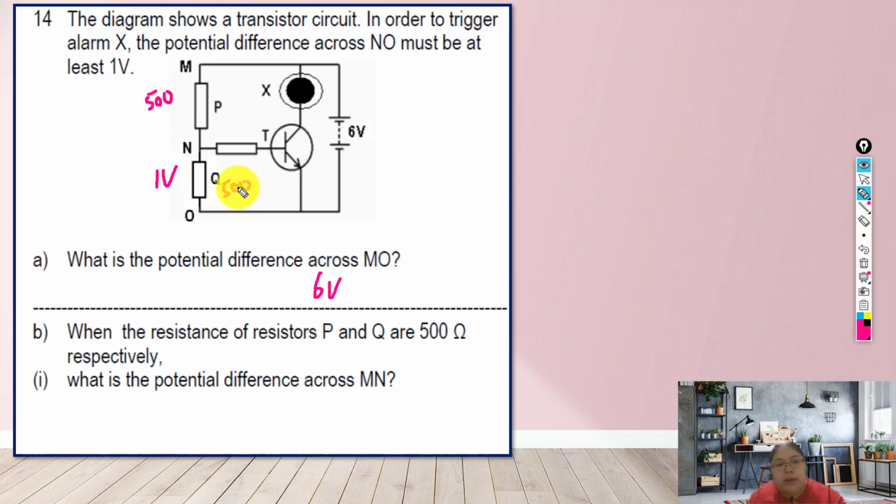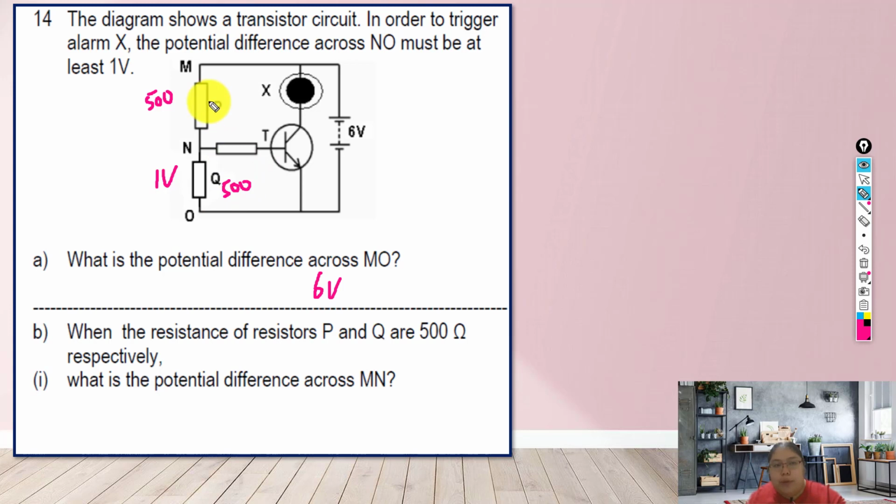Okay, what is the potential difference across the MN? MN means the first one. They ask you what is the potential difference across the MN. So from here, we just divide, is it? Because 6 volt is from M to O.